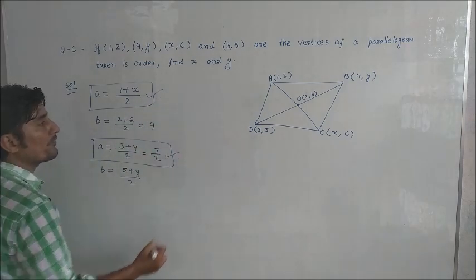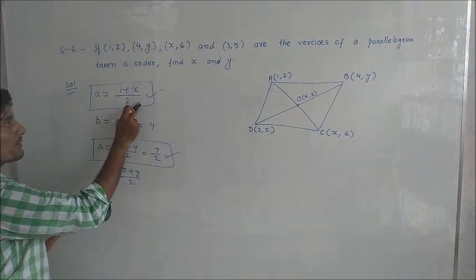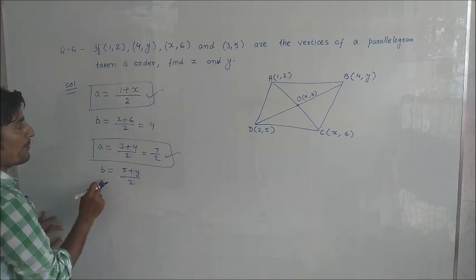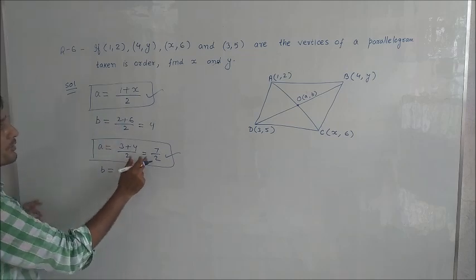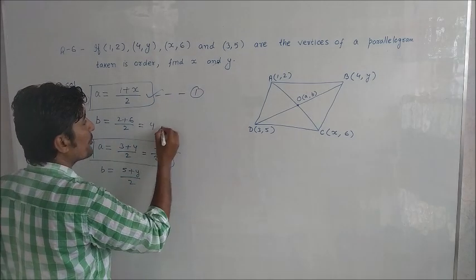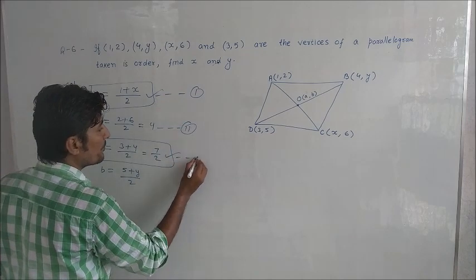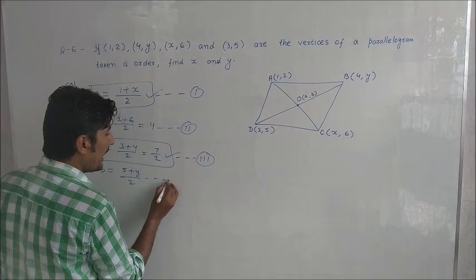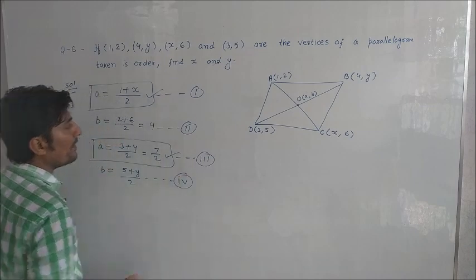These two values will be equal. A equals this one, (1 plus x) upon 2. A equals 7 upon 2. So this can be taken as equation 1, this can be taken as equation 2, this can be taken as equation 3, and this can be taken as equation number 4.